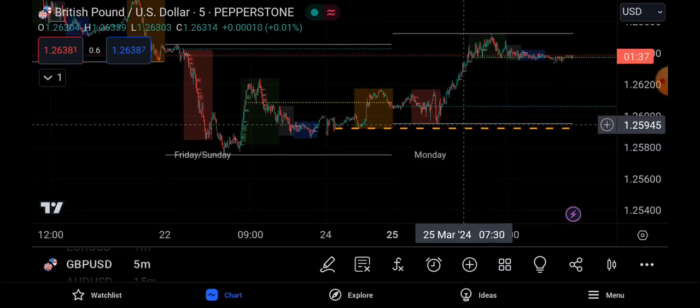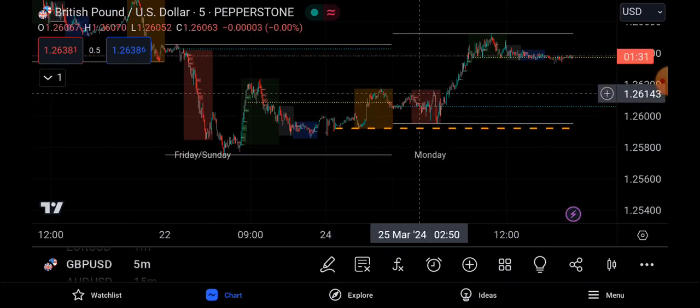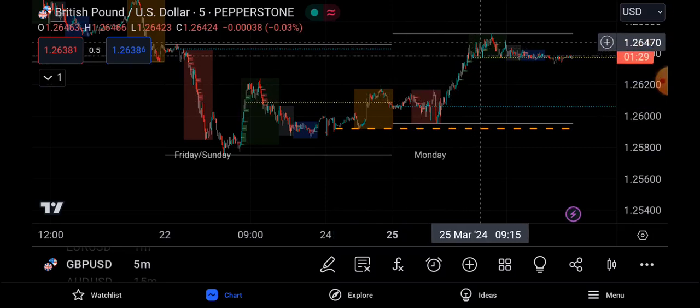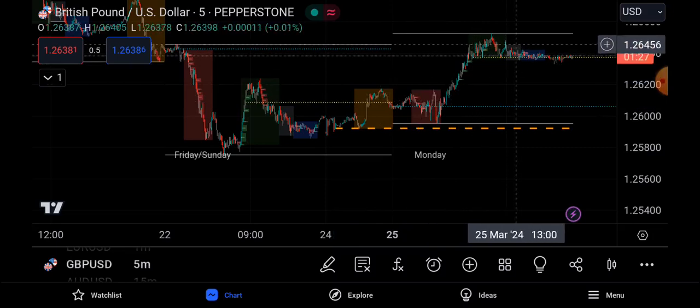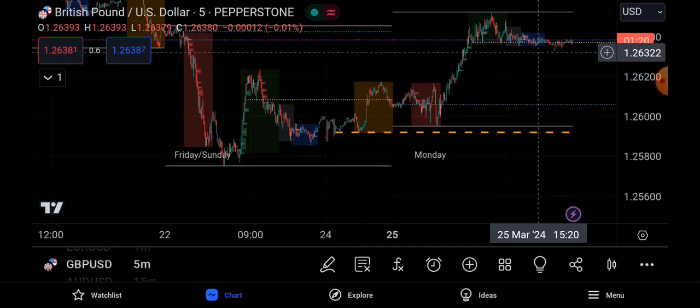Alright, so this big yellow dotted line right here is my weekly open. The orange box is my Asian session, the red is my London, the green is New York AM, the white is lunch, and the blue is New York PM session.